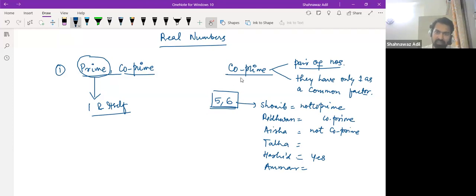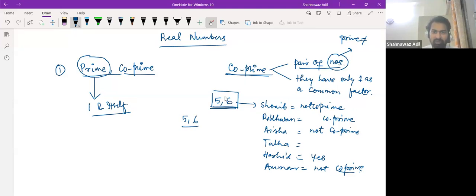Yeah, so you guys see what is the definition? Pair of numbers. So 5 and 6. And it is not specified that these numbers are prime. Right. These can be any numbers. Okay, so Amar is saying not co-prime. So we have a majority in not co-prime. But you see that it is not specified that these numbers should be prime numbers. These numbers can be anything, right?